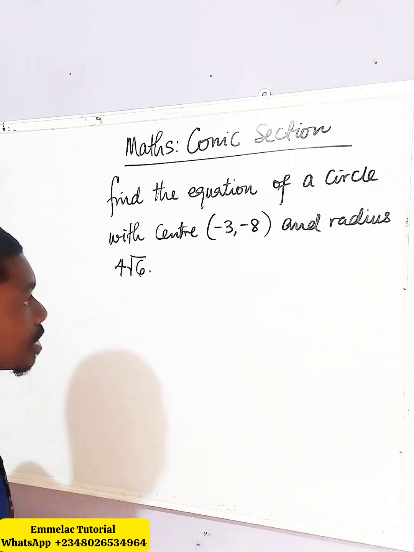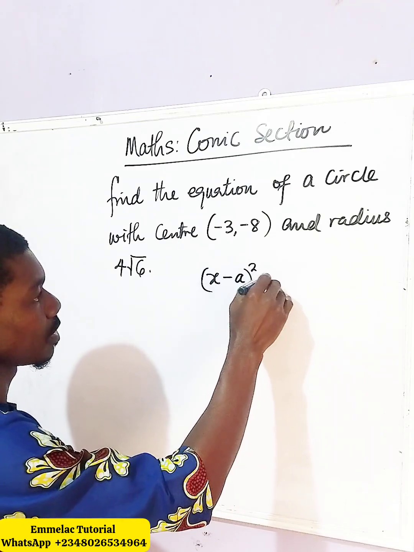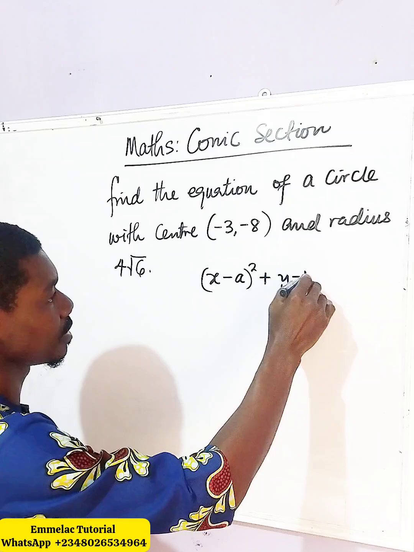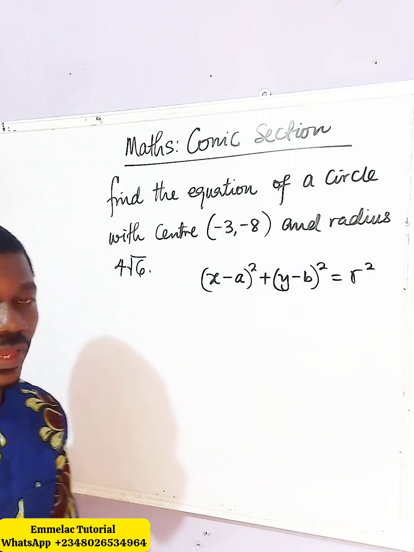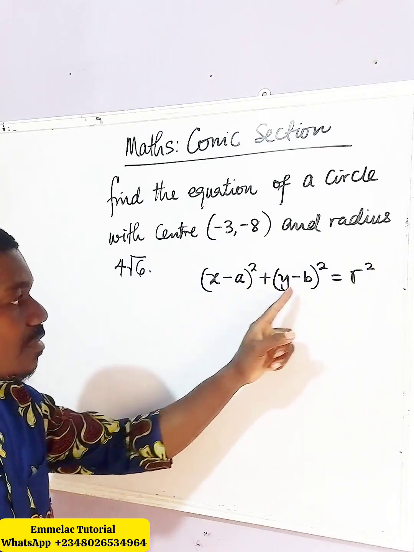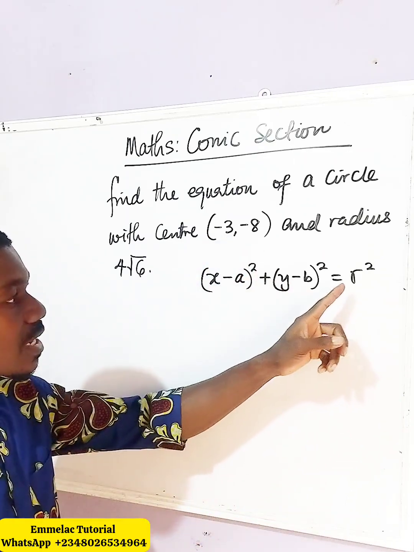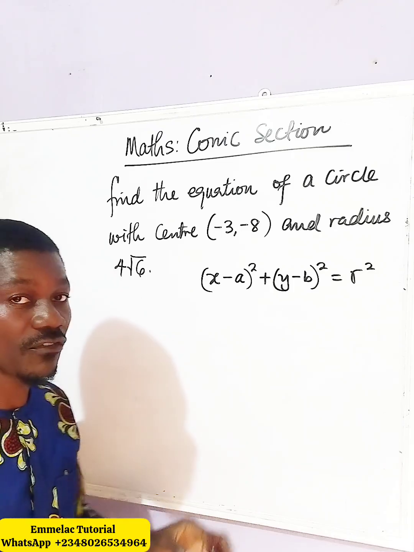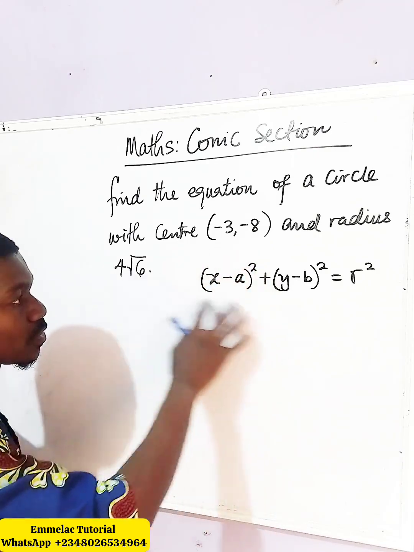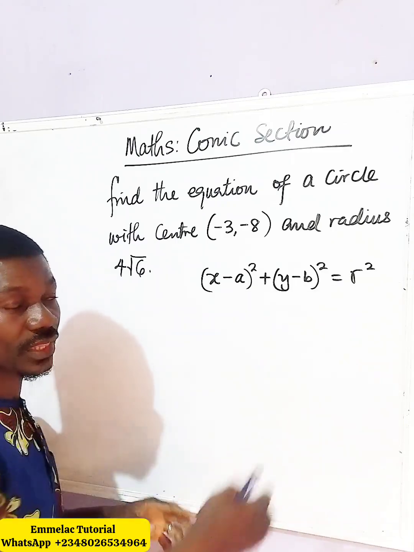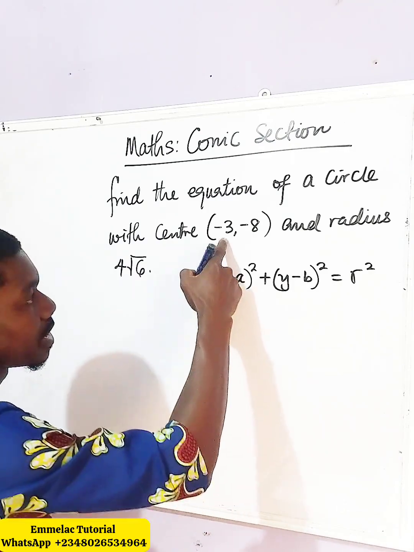The equation of a circle is given as (x - a)² + (y - b)² = r², where a and b are represented by -3 and -8 respectively, and r, which is the radius, is represented by 4√6. So all we need to do is plug in these values into the respective terms, then we simplify.